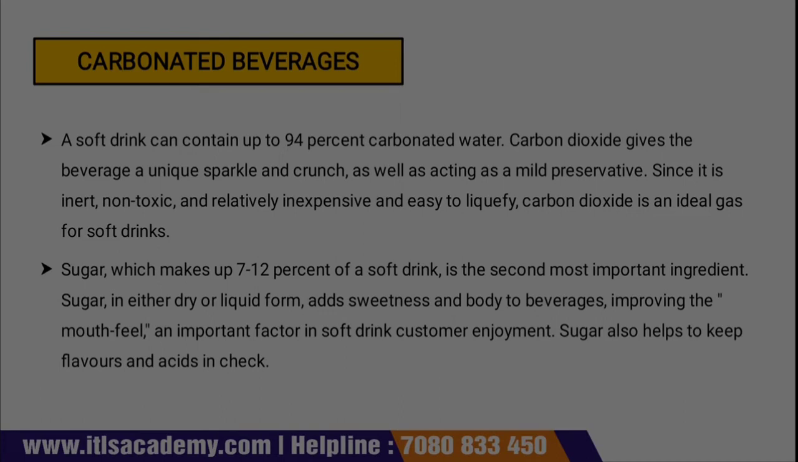And if we talk about the second ingredient, it is sugar, which makes 7 to 12% of a soft drink. The first ingredient is carbonated water, which makes 94%. The second ingredient is sugar, which makes 7 to 12% of the soft drink. Sugar can be in the dry form or the liquid form, it doesn't matter. आप sugar को dry form में भी use कर सकते हो और liquid form में भी use कर सकते हो.